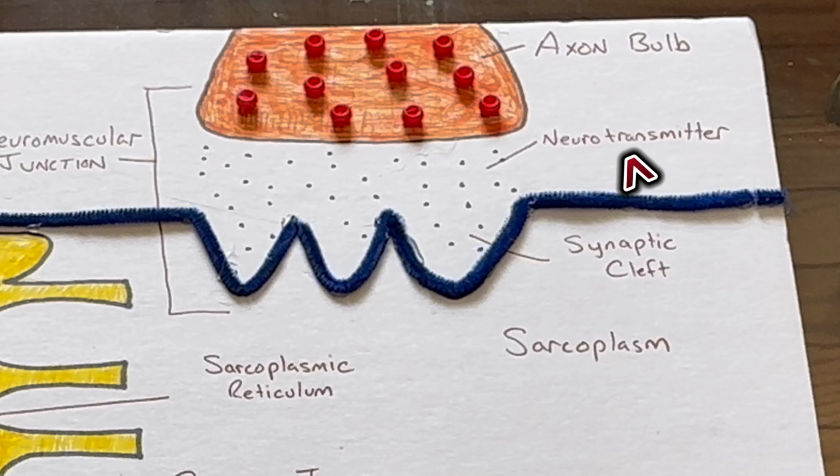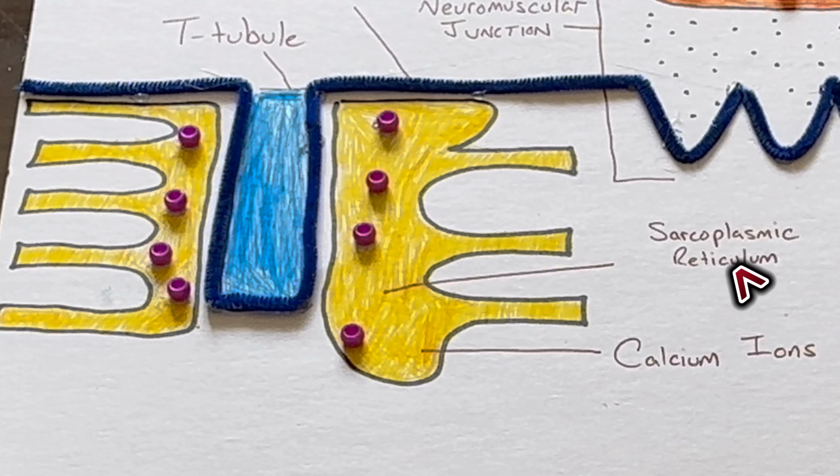The neurotransmitter. It's a chemical substance that is released by a neuron and can bind to receptors on target cells. Signals between neurons or from neurons to other cells, such as muscle fibers. The sarcoplasmic reticulum. It's a specialized type of endoplasmic reticulum found in muscle cells. It is involved in the regulation of calcium ion concentration in the muscle cell, which is essential for muscle contraction.